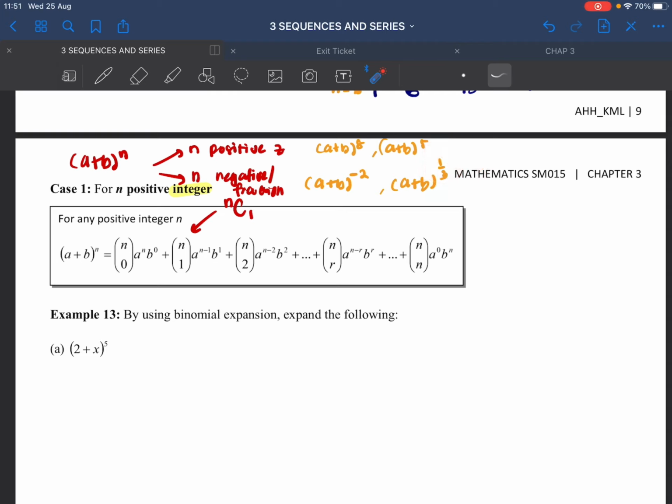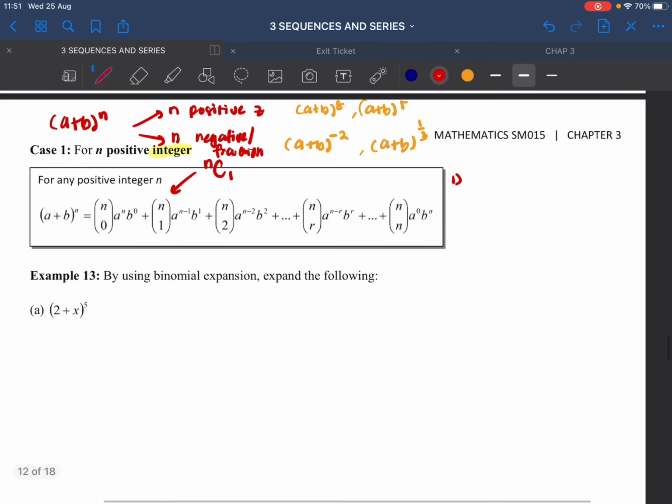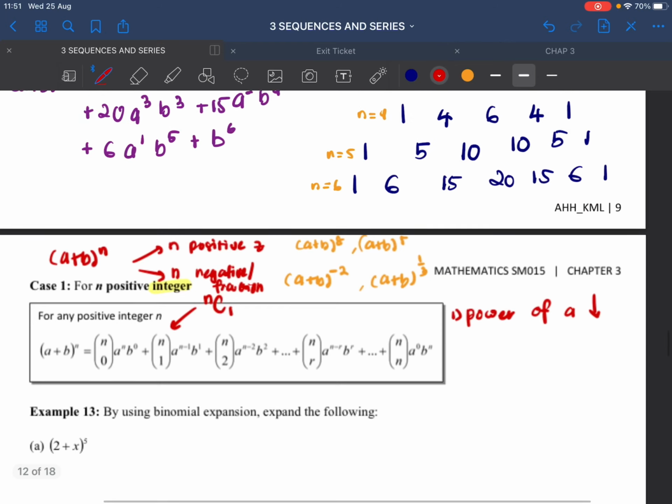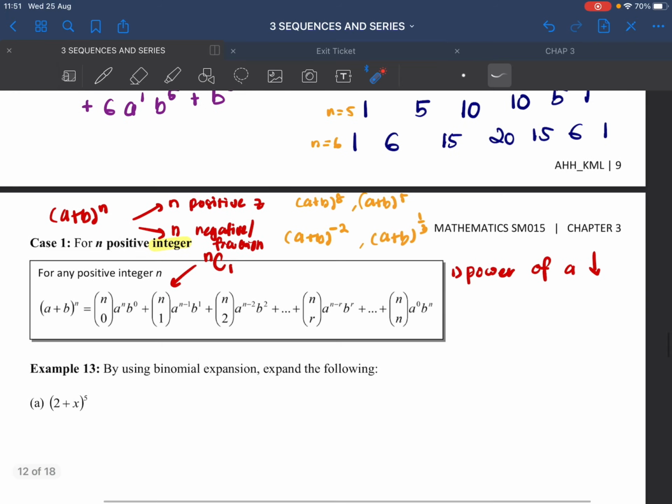Okay, so how are we going to use this formula? First, as I said before, apa yang kita nampak dekat Pascal triangle kita ni, power of A akan menurun. 6, 5, 4, 3, 2, 1, 0. So, you have to take note that your power of A will decrease. Okay, akan turun. So how about power of B? As you can see here, we have B to the power of 0, 1, 2, 3, 4, 5, 6. So power of B akan naik.